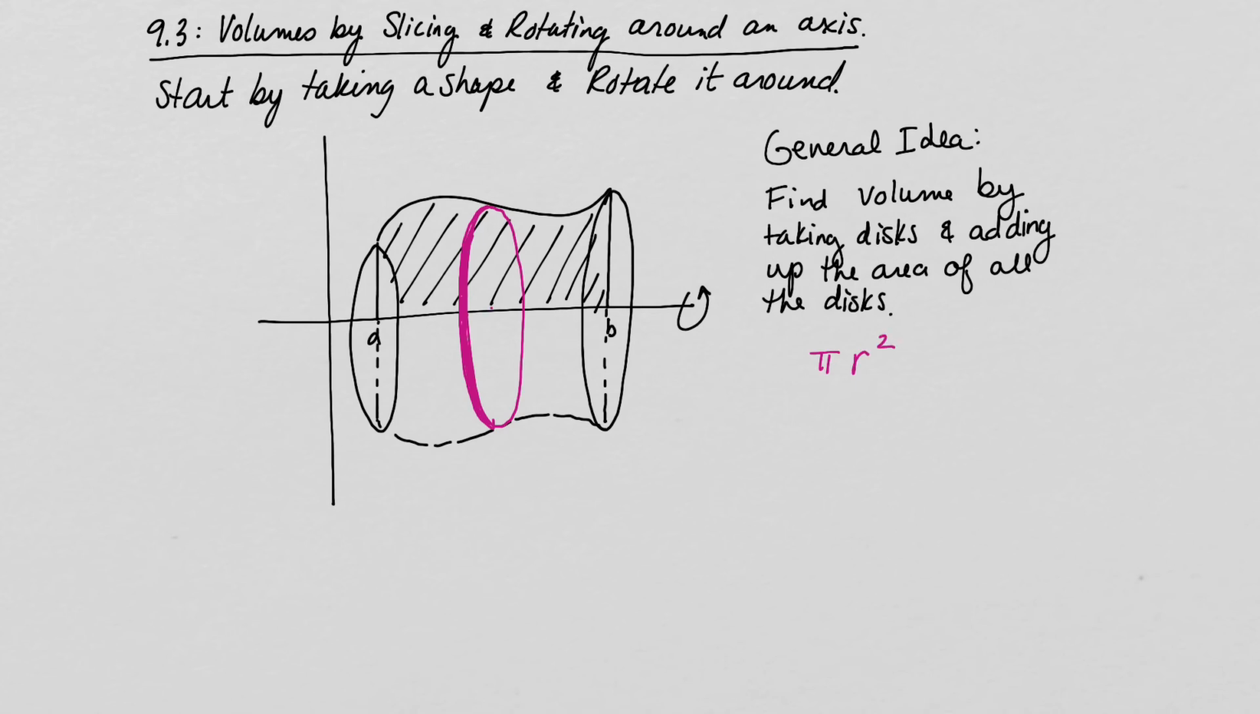So our radius starts here, and our radius goes up, and it happens to live on the function. Now the radius changes as we move left or right on my shape here, but that radius is still always on the edge of the function. So the r is really just the f of x, whatever your function is, squared. So the area of that representative disc is pi times r squared, but in this case it's pi times f of x squared.